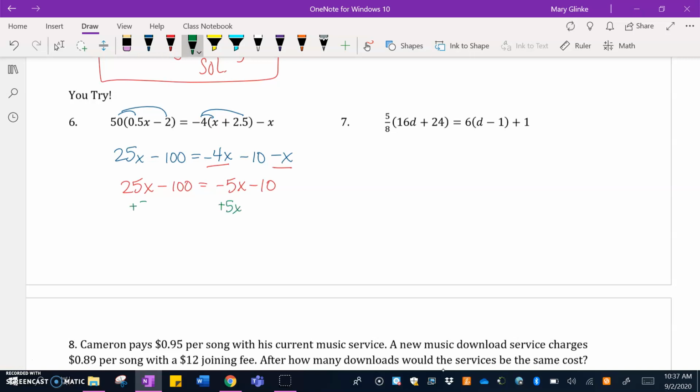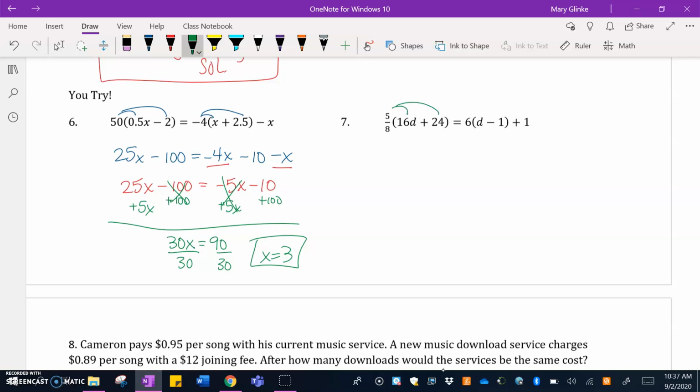We're going to move the variables to one side and the numbers to the other. So we get 30x equals 90. We divide by 30 and we get x equals 3.